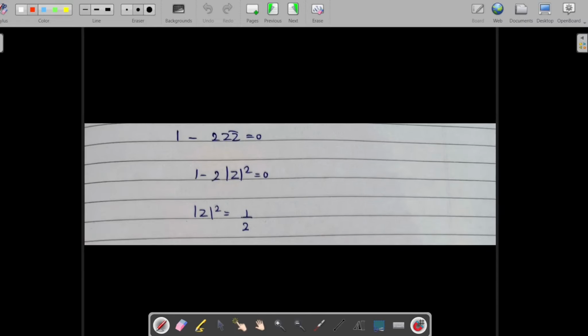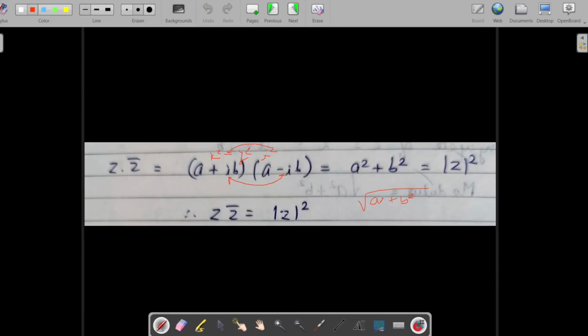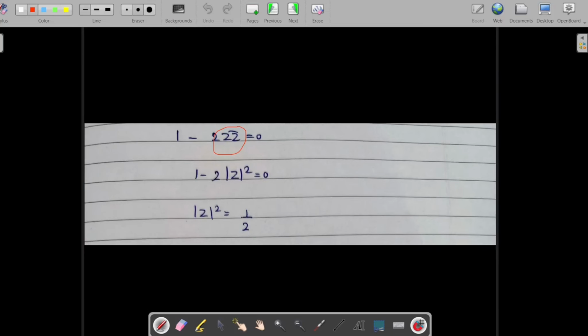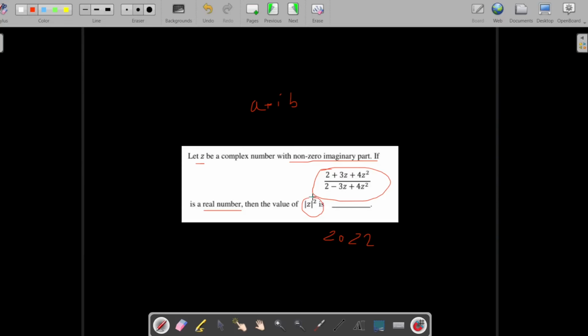So 1 minus 2 z z bar is equal to 0. And again, z z bar is another term which we just saw recently. z z bar is nothing but mod of z whole squared. So mod of z whole square is half, which is the value you were required to calculate in this question. So you see, just by knowing the very basics of complex numbers, we were able to solve a JEE Advanced question.